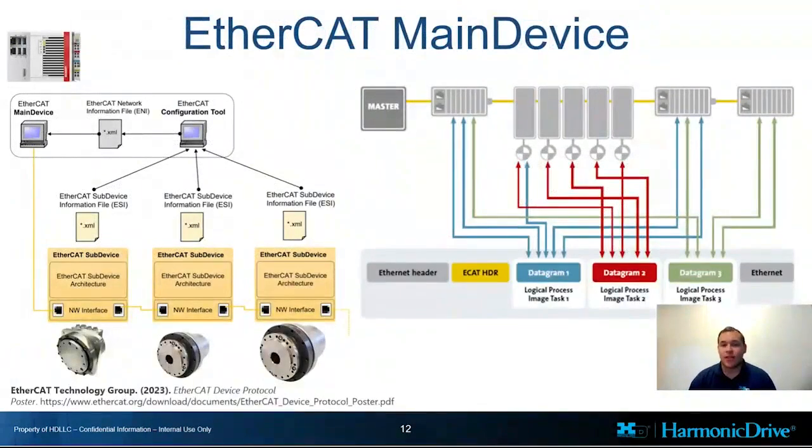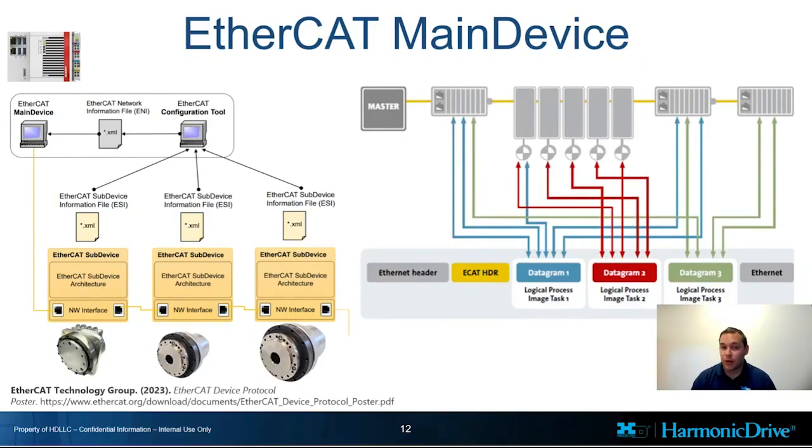Okay, so this is our EtherCAT main device. What's happening here is your main device, which is your embedded PC in this case, has an ENI file. This is basically your network information file. In this ENI file, there's an EtherCAT configuration tool that recognizes, hey, on your network, you have these actuators.